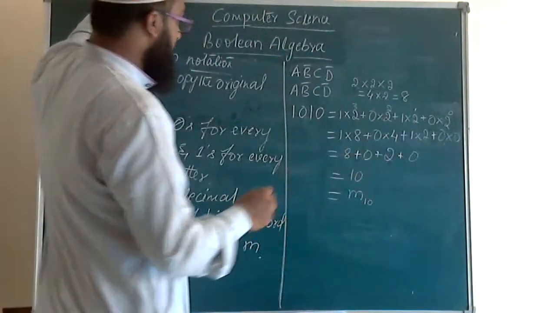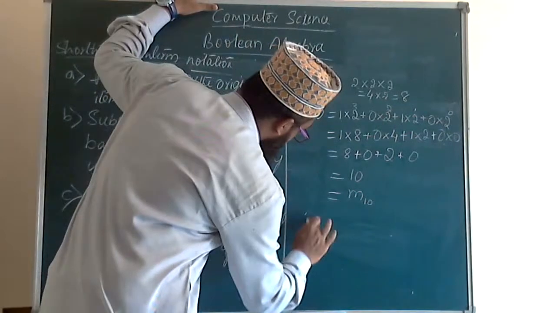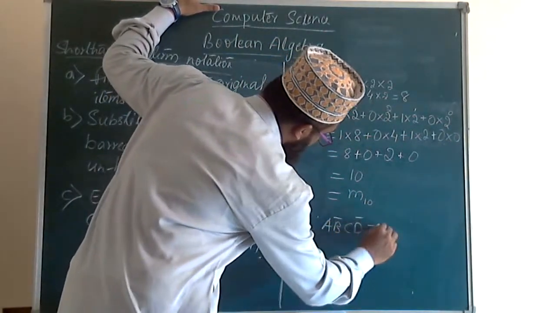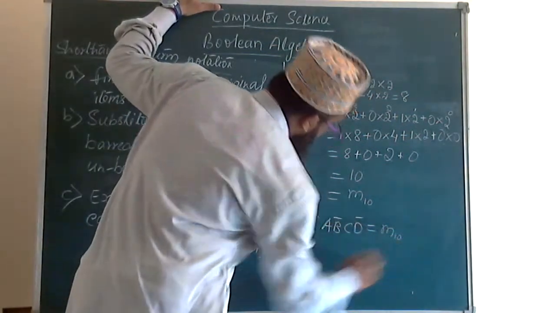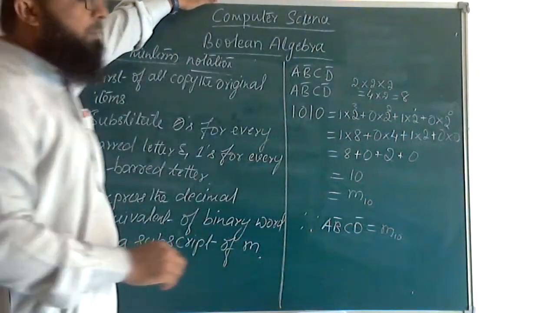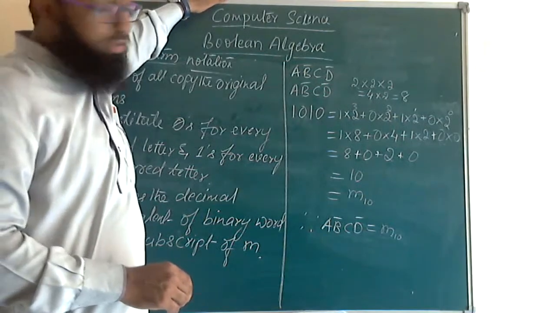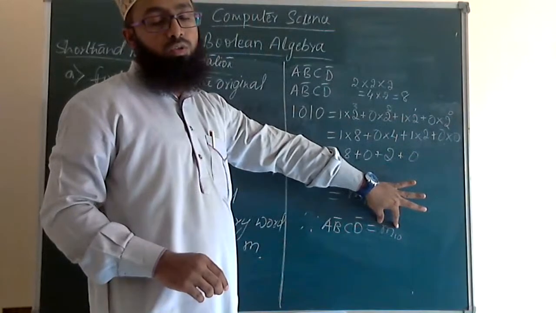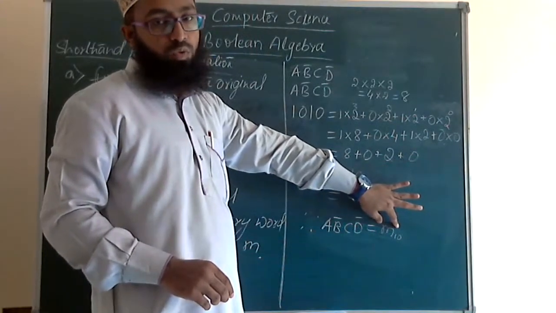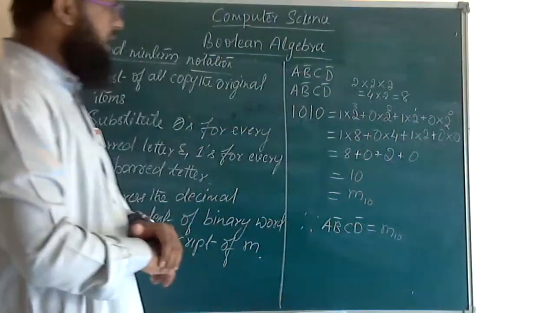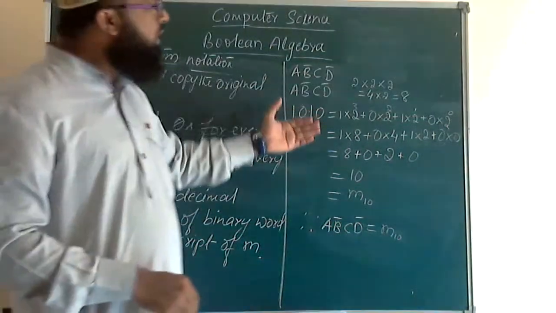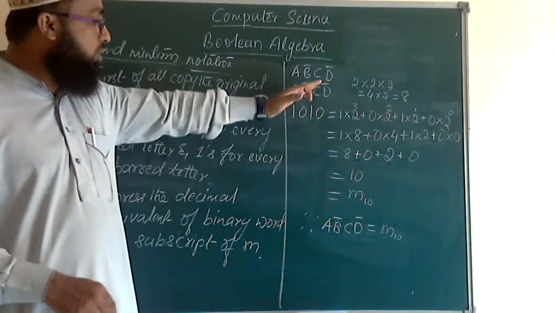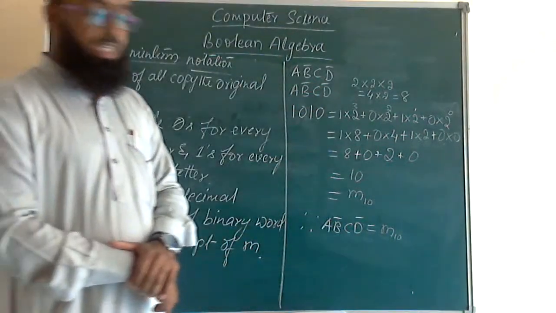Okay, look here. Therefore, A B bar C D bar is always equal to M10. Okay, this is the min term we are solving. So for that we will use the small m. We will not use the capital M here. We will use the small m here. Like this, we have to denote the shorthand notation. We can get the shorthand notation of any expression.